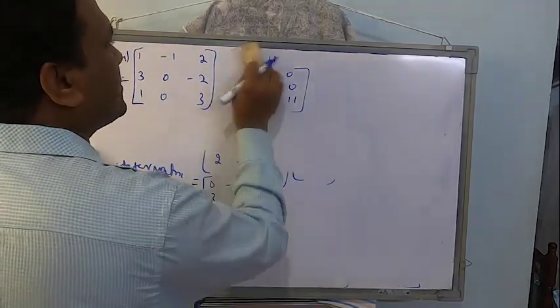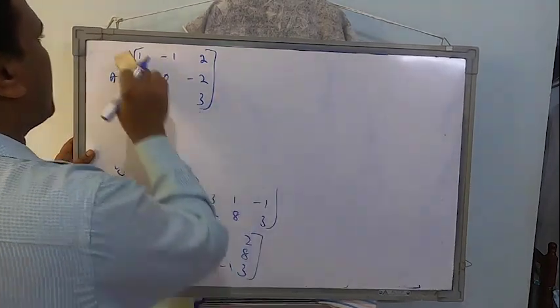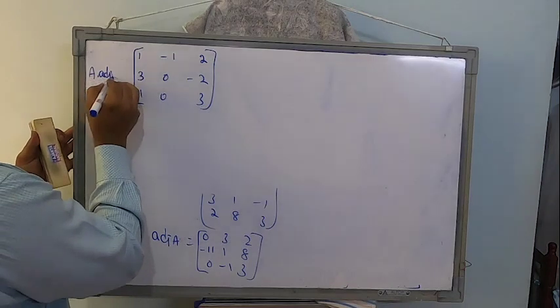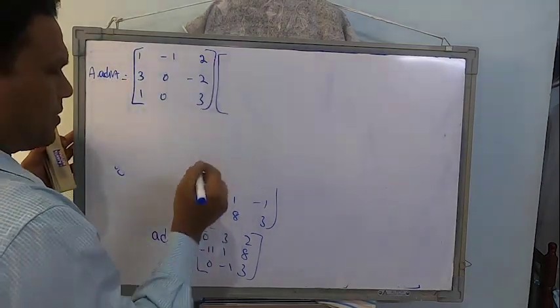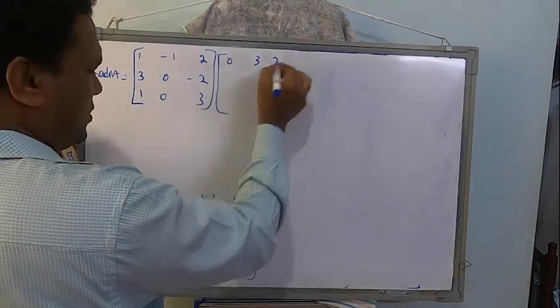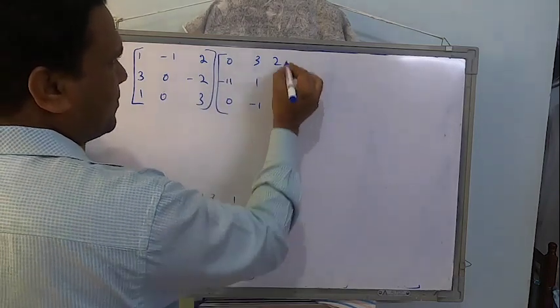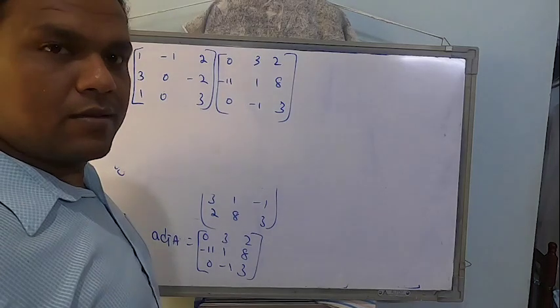Now the next thing is to multiply. What should be multiplied? Matrix A should be multiplied with its adjoint. So A multiplied by adjoint A, which is 0, 3, 2; minus 11, 1, 8; 0, minus 1, 3. Let's take the product.